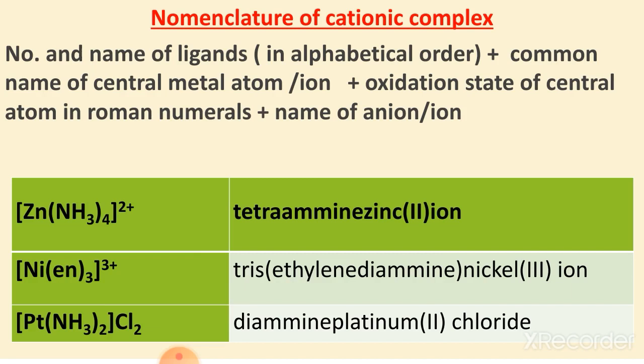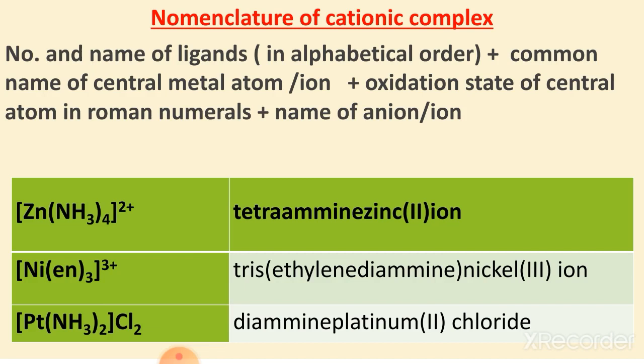Here, first of all you have to write the number, that means di for 2, tri for 3, and the names of the ligands in alphabetical order. And then you have to write the common name of the central atom or ion, and then the oxidation state of the central atom in Roman numerals in parentheses, and then the name of the anions, or simply ion.